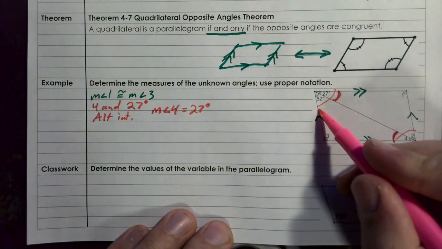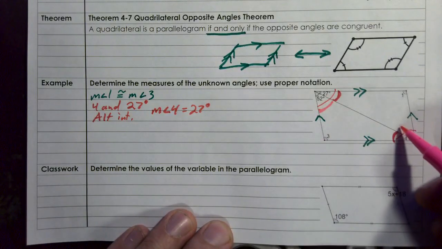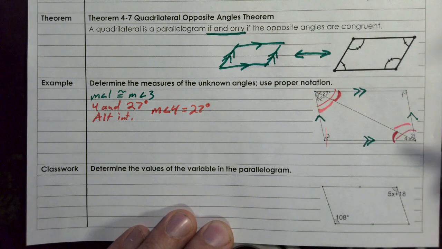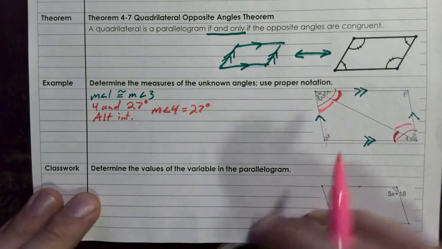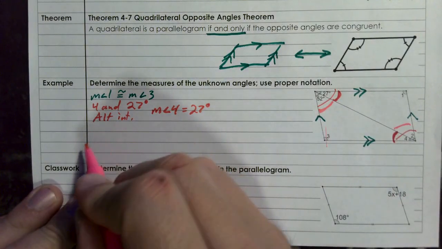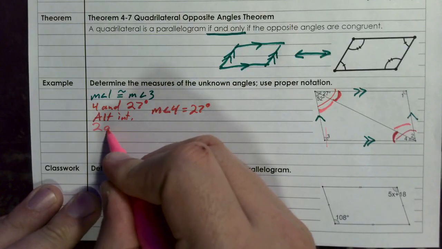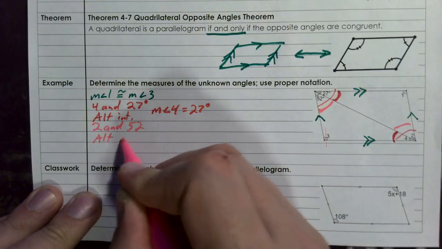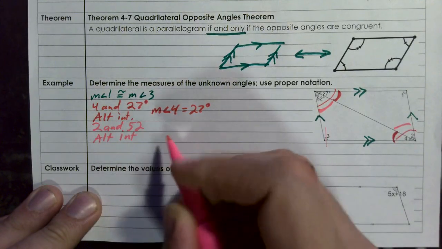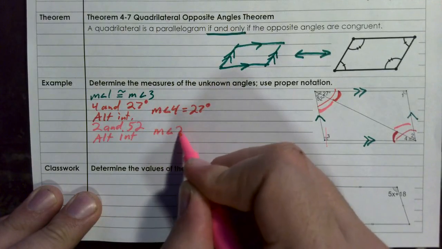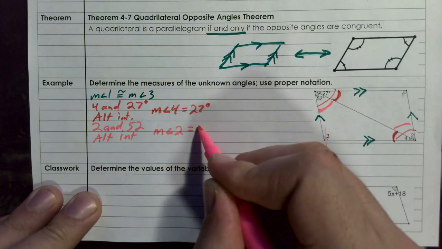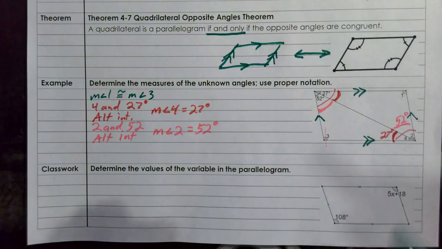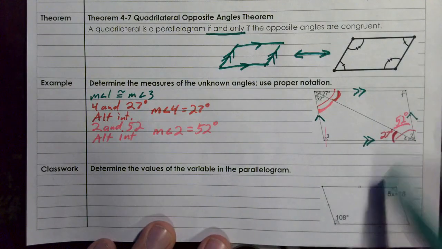We get the same thing with this 52 and the 2. They're using this side and this side to make alternate interior angles again. So we know that 2 and 52 are also alternate interior angles. So the measure of angle 2 has got to be 52 degrees.